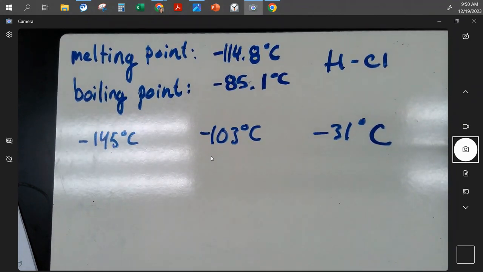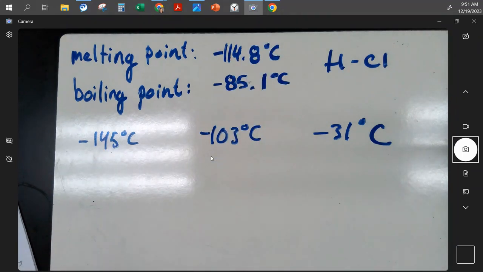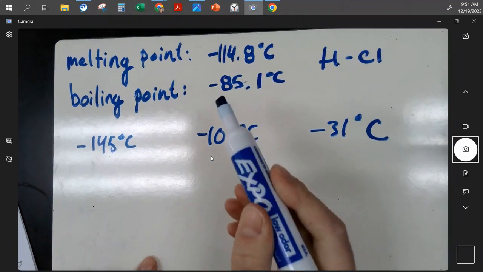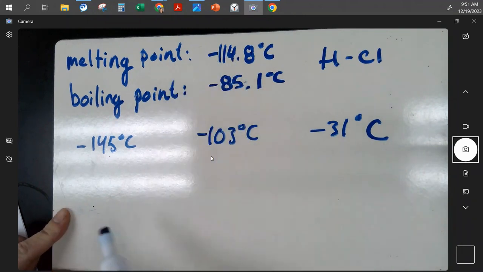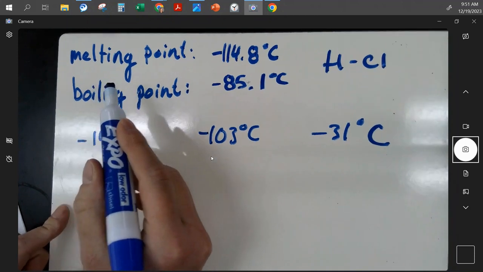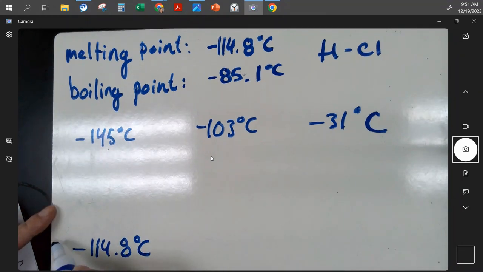Usually my students are better at this problem than me. This one makes me confused because I don't know why the negative numbers throw me off. So when I do this problem, I usually make a number line for myself. And so I say, okay, if it's below the melting point, what's the phase? Yeah, solid, frozen. So if it's less than this, then it's going to be a solid.